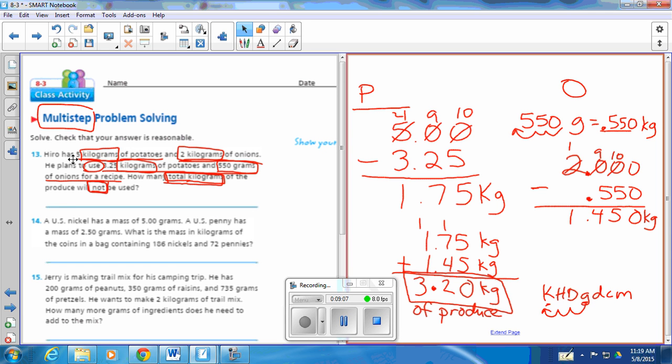Okay, so again, it's taking the problem and breaking it down step by step to see what do I need to know first to get to my answer or my solution, and then definitely paying attention to the units of measurement to make sure that they are equivalent.